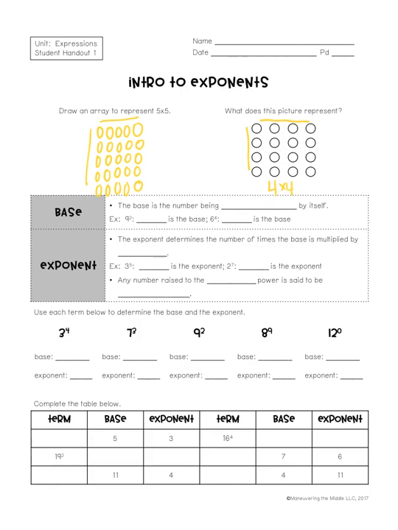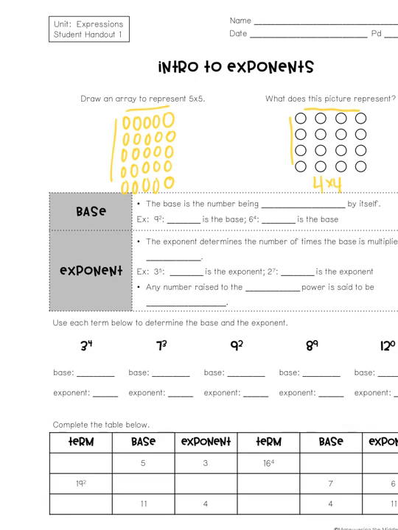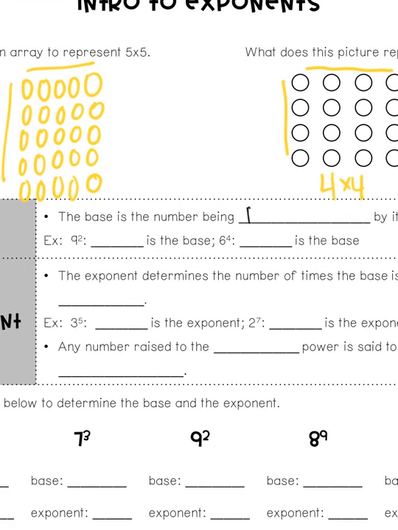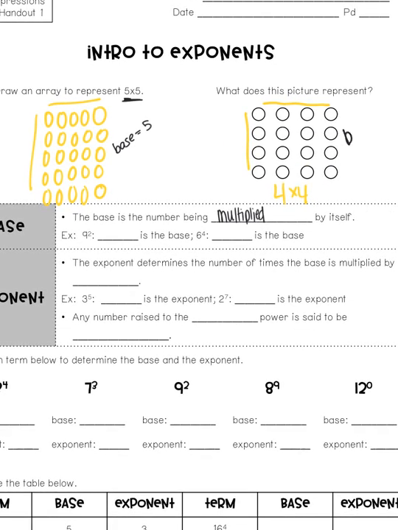Okay, so when we're talking about exponents, we talk about two parts, the base and the exponent. So the base is the number that's being multiplied by itself. So for our array up here, I'm multiplying 5 by itself, right? So my base would be 5. And this one, my base would be 4.